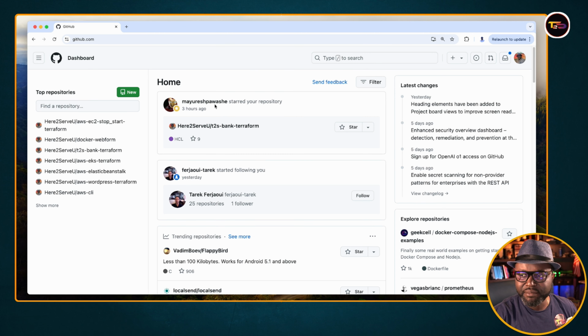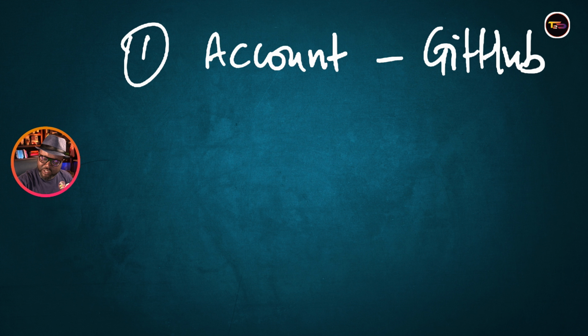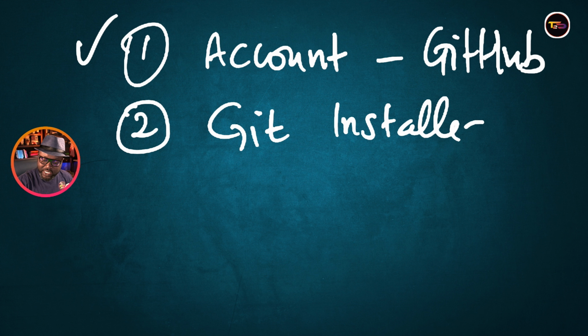And this is where I am. So our first requirement, which is to have an account on GitHub, is met. You're going to need to have an account on GitHub before doing this project. All right, so that's checked. Number two, you're going to need to install Git on your local system. Git should be installed on your local system.